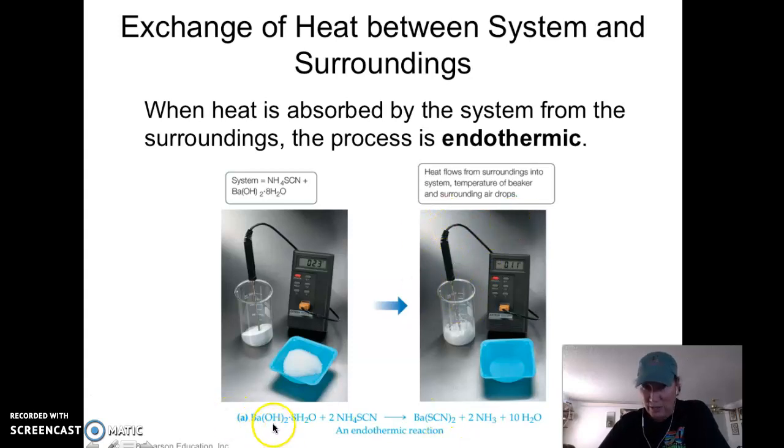Here's the reaction that actually happened. This is hard to see, sorry. But we got barium hydroxide, which is hydrated, and we add sodium cyanide to that. And it actually gets colder. So anytime the temperature goes down, because temperature is actually measuring the surroundings, not the system, and because this got colder, where did the heat have to go? It had to go into the system down here. So that's why if it gets colder, it's considered an endothermic and it's a gain in energy.